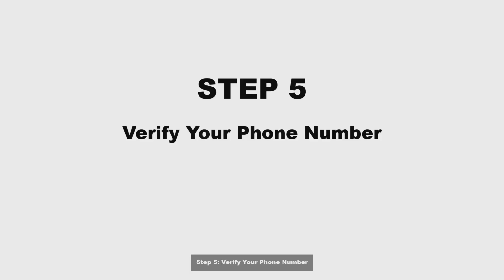Step 5. Verify your phone number. After enabling the feature, you will receive a verification code via SMS. Enter this code in the provided field to confirm that your phone number is linked to your account. Now your Airbnb account is more secure with two-factor authentication enabled. Remember to keep your phone accessible for future logins.